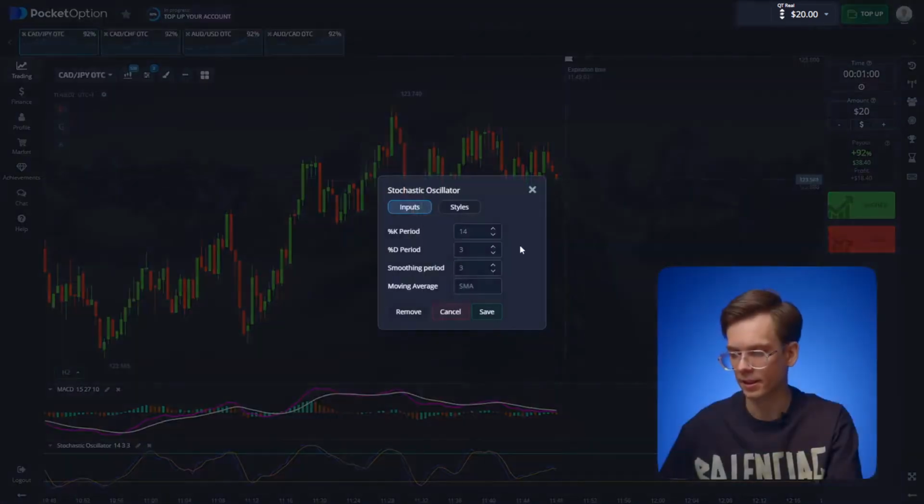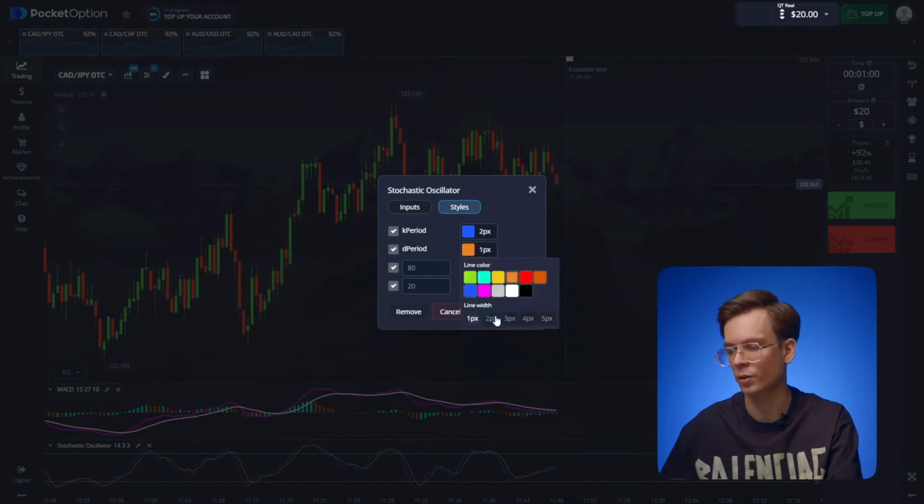And for the stochastic styles parameters, we'll make all the lines thicker and choose brighter colors for the main lines so they're super clear and visible.